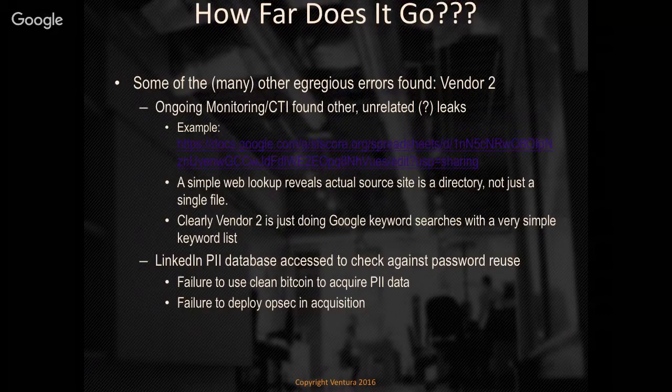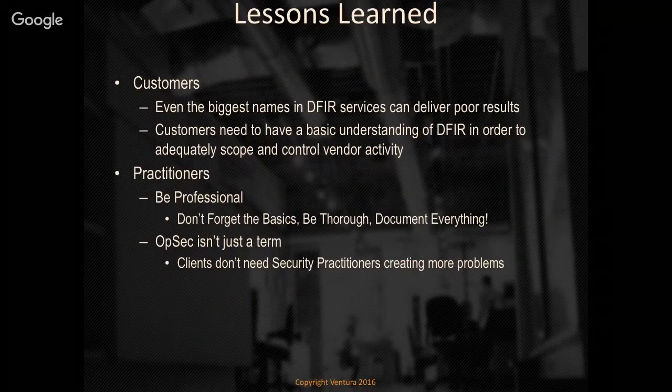From our view, this made the problem worse, not better. So, lessons learned. Number one, even the biggest names in DFI services can deliver poor results. One of the reasons this happened is because the customer was ignorant. The vendor obviously screwed up, but one of the reasons they were able to get away with this egregious level of errors is because the customer had no idea what was going on. There were no checks or balances of any kind. There were no checkpoints, nothing. Customers need to have a basic understanding of the digital forensics e-discovery process in order to make sure these bad things don't occur. Of course, ideally you hire a professional to do it, but stuff happens.